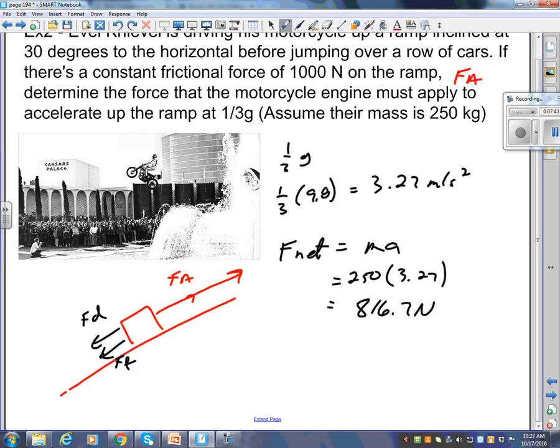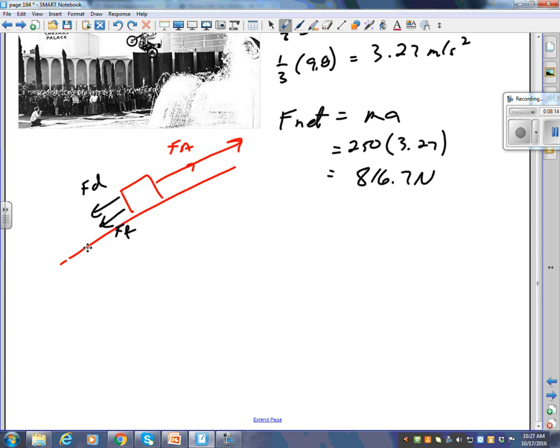Now, is the force of the motorcycle engine going to be more than 816 or less than 816? Or equal to 816, I guess? The net force is 816. Way more? Why do you say way more? The vector sum of FA and FD and FF has to add up to 816 up the ramp, right? So this FA is going to be way more than 816, exactly. So we need to figure out what FD and FF are, right?